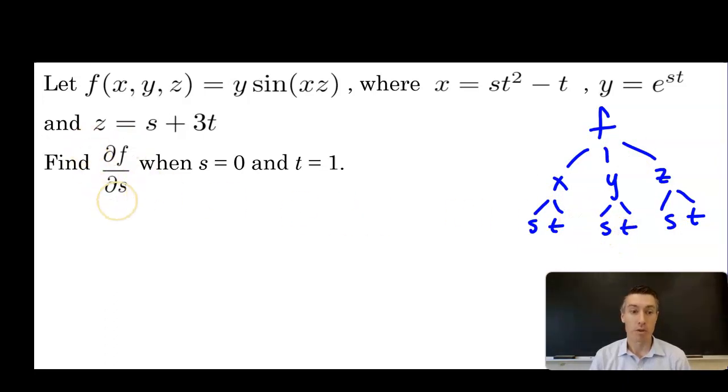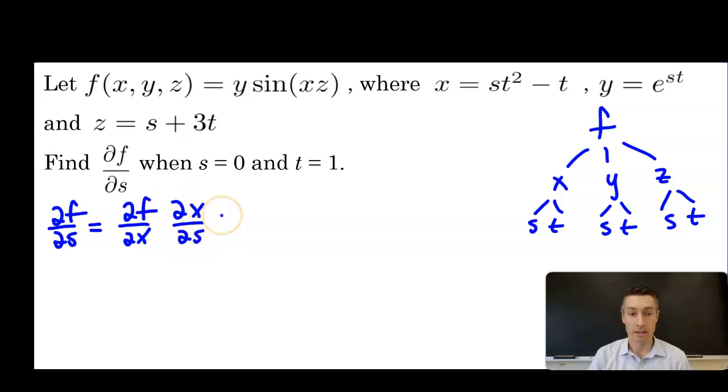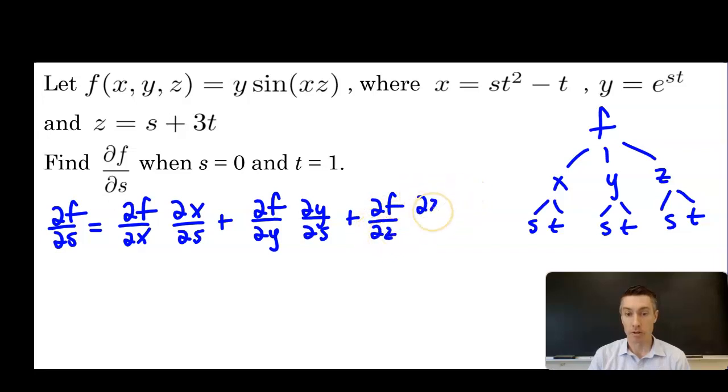So partial of f with respect to s, so that's going to be partial of the function with respect to x, and then partial of x with respect to s, plus partial of the function with respect to y, partial of y with respect to s, plus partial of the function with respect to z, partial of z with respect to s, right? Continuing that chain rule down each branch. So now we have to differentiate.